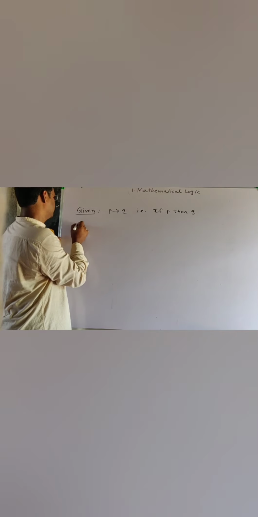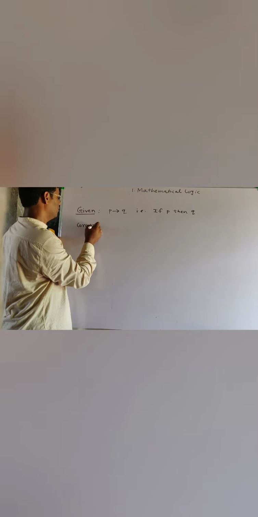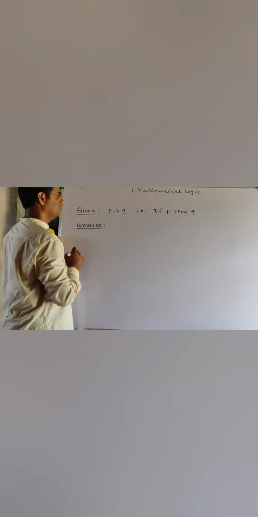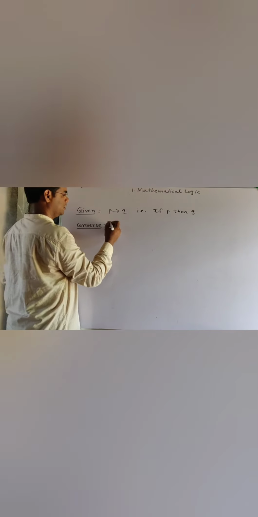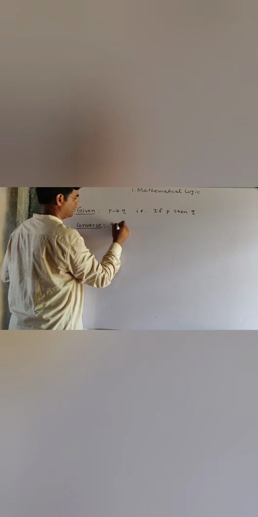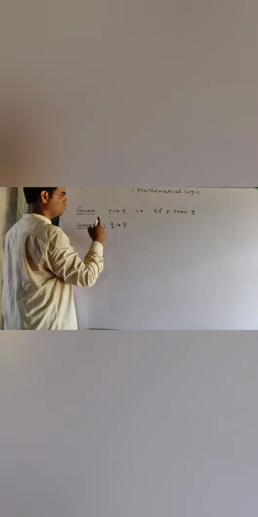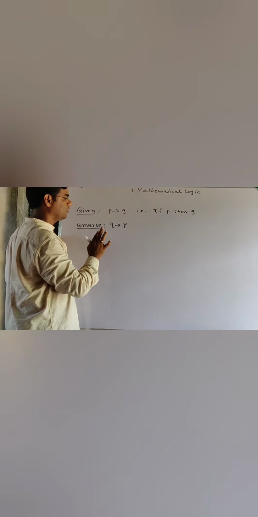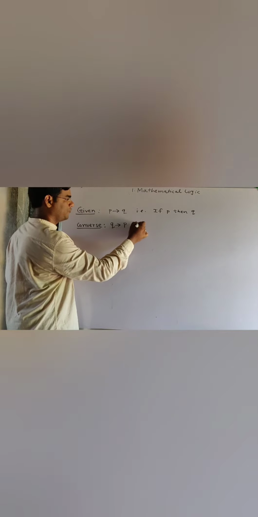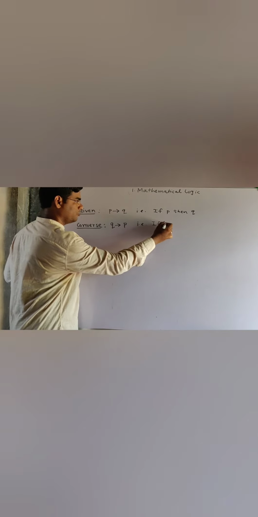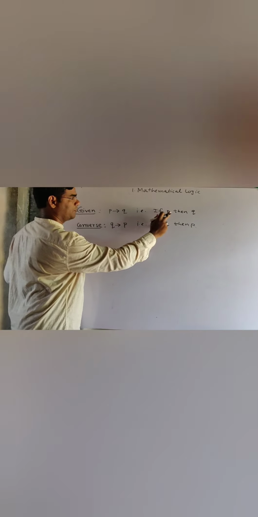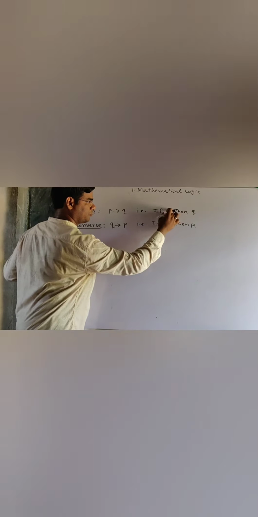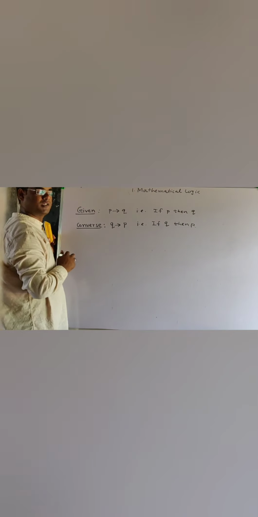So what is the converse of this statement? Converse means you have to interchange the position of P and Q. So instead of P implies Q, you have to write Q implies P. The meaning of Q implies P is if Q then P. This statement becomes the converse of the given conditional statement. So if we are given if P then Q, then interchange the position of Q and P, we will get the converse of that statement.